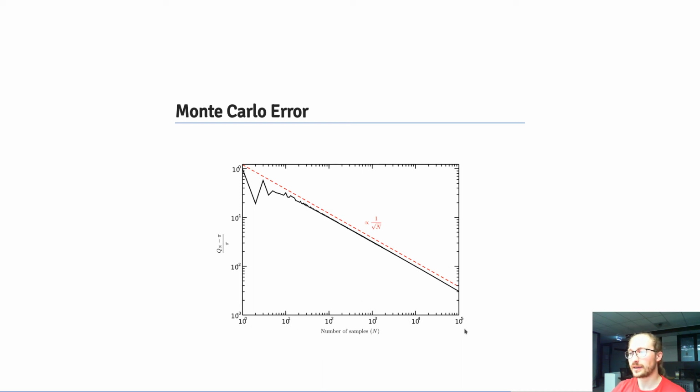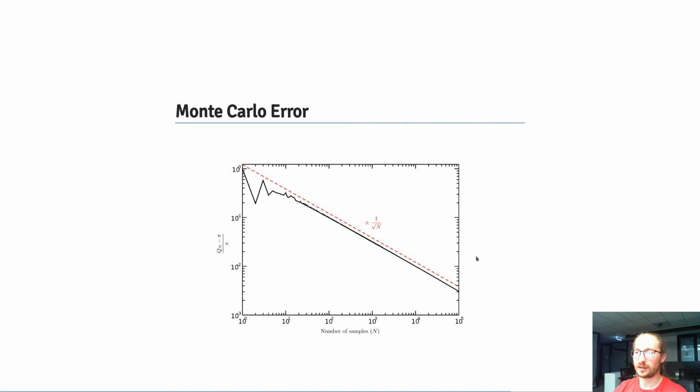So on the x-axis here, we have a logarithmic scale of the number of samples taken. And on the y-axis here, we have the relative error between my guess at the area of the circle, which is pi, minus the true value of pi. And it almost perfectly fits the model of 1 over square root of n.